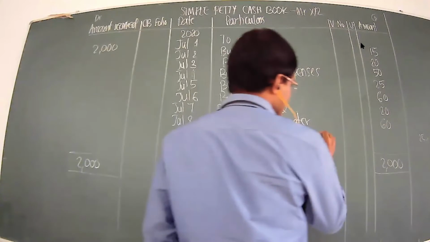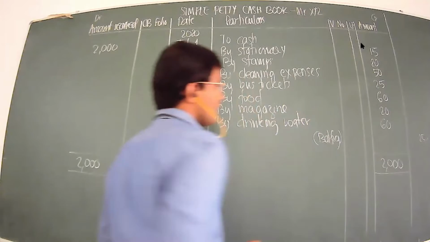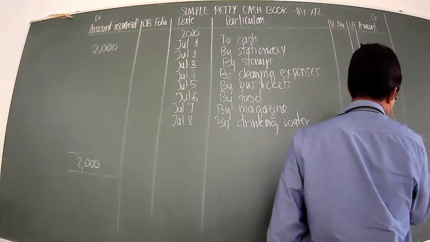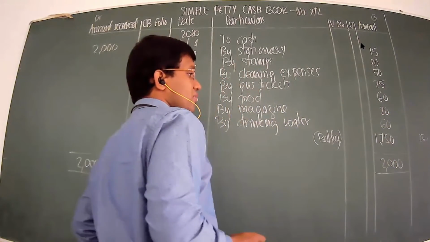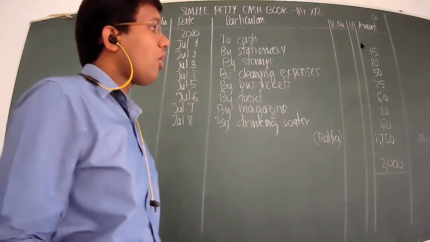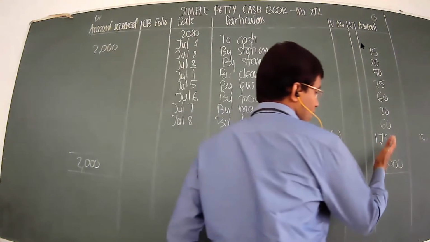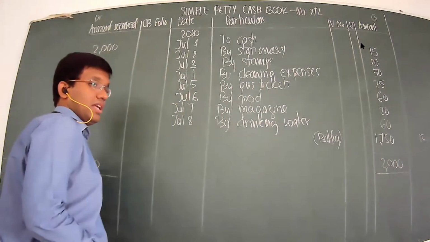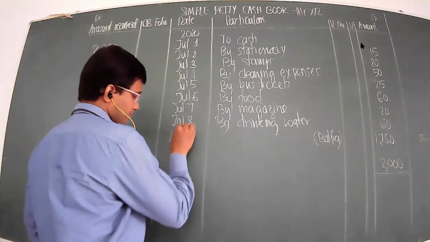So if you have to make the credit side also 2000, you need to bring in a balancing figure, and the balancing figure is 1750. Now, how did I get 1750? Because when I added up all my expenses, they came up to a total of 250. From 250, if I have to make it 2000, I have to bring in another 1750. So 1750 is my balancing figure.